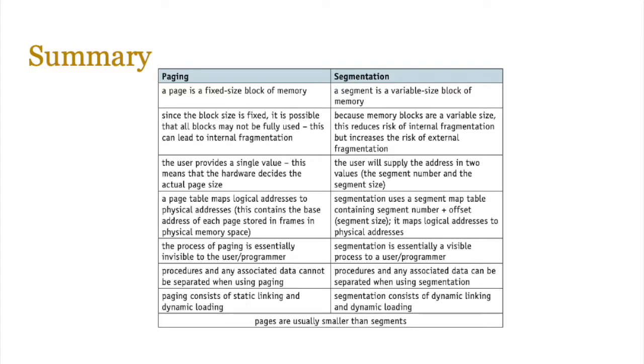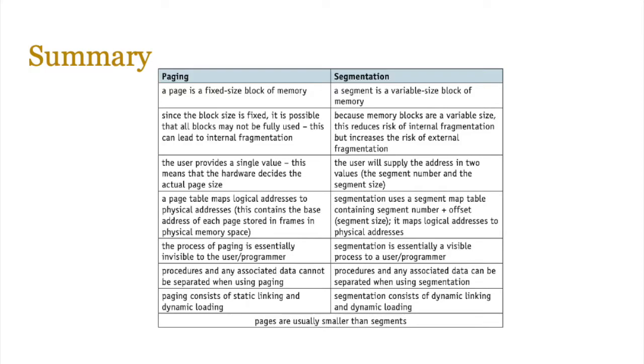Now, procedures and any associated data cannot be separated when using paging because blocks are fixed size. So you might end up with, let's just say, 3 instructions and 2 sets of data all together. Whereas in segmentation, we can separate the instructions and data into different segments. Now, paging consists of static linking and dynamic loading, whereas segmentation consists of dynamic linking and dynamic loading. Static links basically means that the links are fixed between the different block sizes, whereas segmentation supports dynamic linking. That means that they change because the sizes are variable.